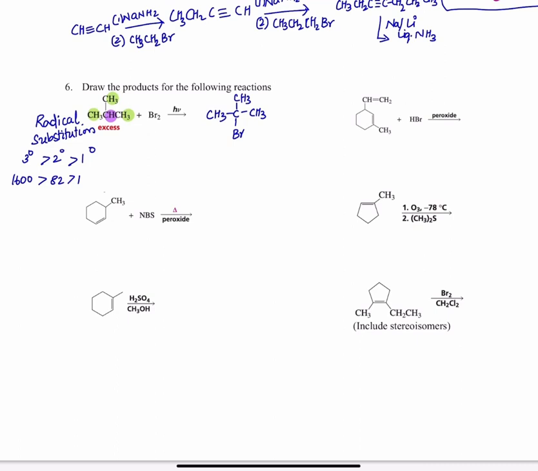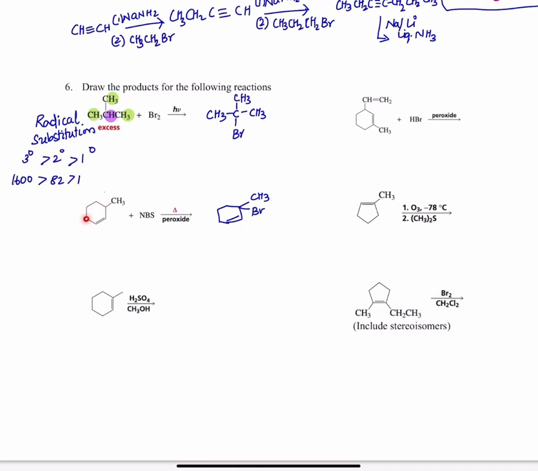a bromine here. So the product here would be this. Nothing is going to happen to the double bond. The NBS is not going to get added to the double bond. Instead, it's going to replace one of the hydrogens at the allylic position by a bromine.